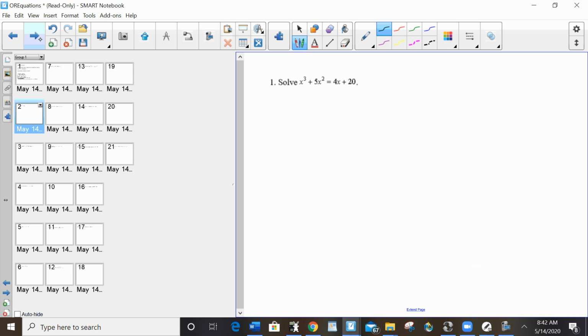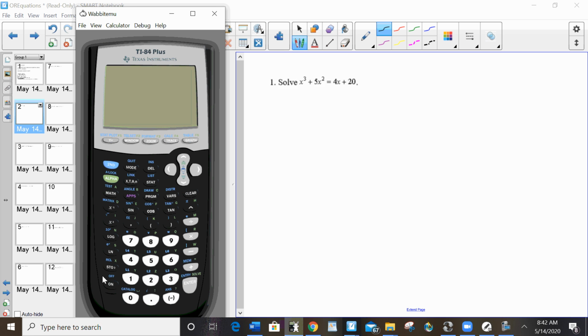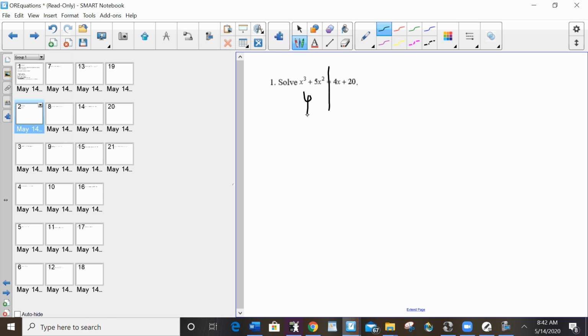So, number one, I'm going to go to y equals. I'm going to type my left-hand side into y1, my right-hand side into y2. And then I'm going to find my intersect.